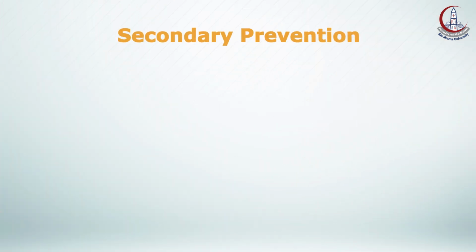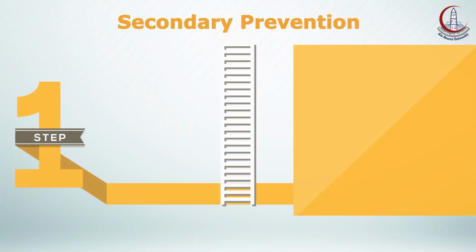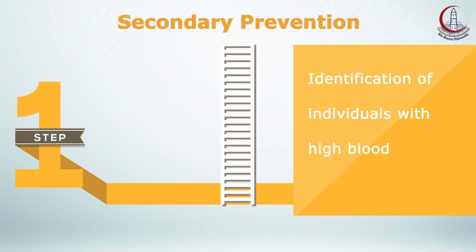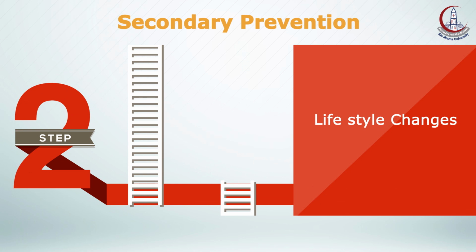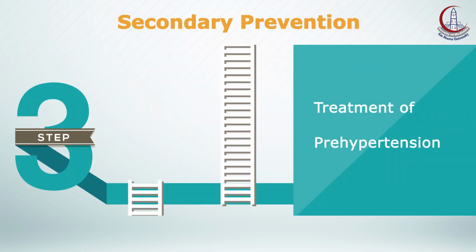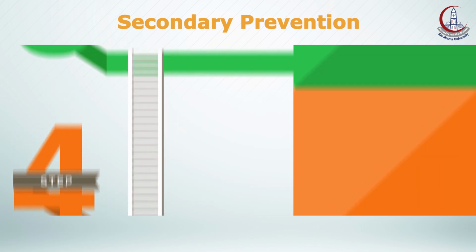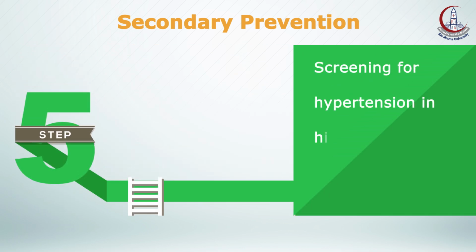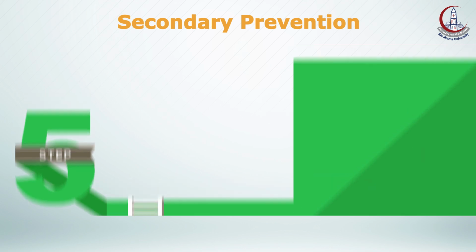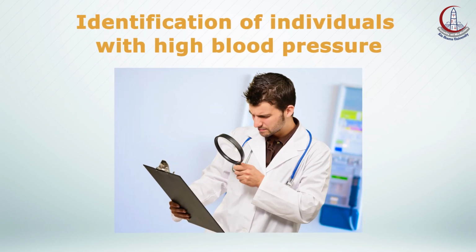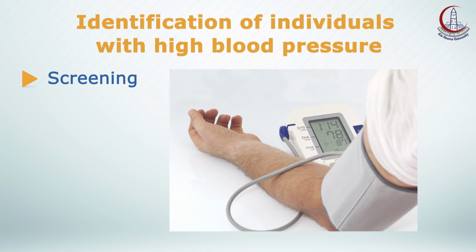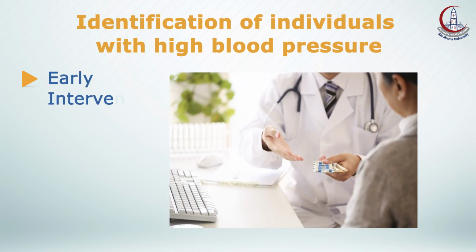On the other hand, secondary prevention of hypertension includes identification of individuals with high blood pressure, lifestyle changes, strategy of treatment of prehypertension, enhancement of patient compliance or adherence to treatment, and finally screening of hypertension in high-risk children and adolescents. Regarding identification of individuals with high blood pressure who are at increased risk of complications, this is performed through screening and case-finding programs and offering them early and effective intervention.